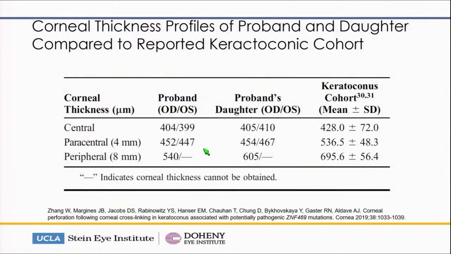So the question is, do this mother and daughter have keratoconus or do they have keratoglobus? So we looked at the corneal thickness in the central, paracentral, and peripheral region in both the proband, our patient who developed the perforation, and in her daughter. And we see the values here, and we're comparing them to a cohort of patients with keratoconus, looking at the mean. And because their values were within 2 standard deviations of the mean for keratoconus at every point other than in the periphery of the proband's right eye, we decided they more likely had keratoconus as opposed to keratoglobus.